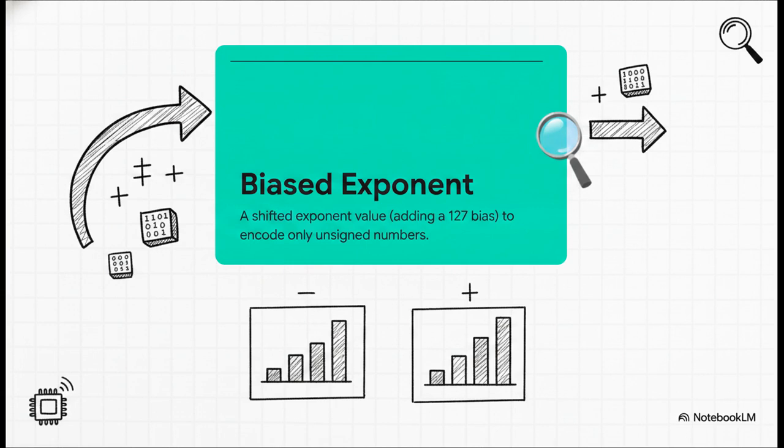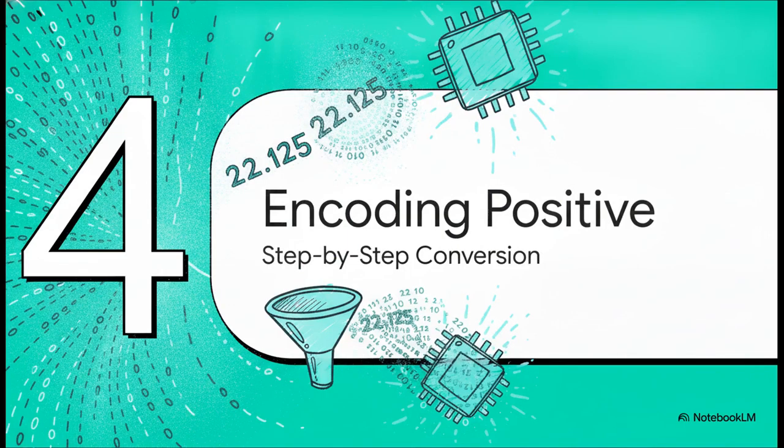We just take the original exponent and add 127 to it. This shifts the entire scale, ensuring that the 8-bit exponent field only ever has to store positive unsigned numbers. When the computer reads it later, it simply subtracts that 127 bias to get the real value back. It's so elegant. All right, let's put this into practice with part 4, encoding a positive number.